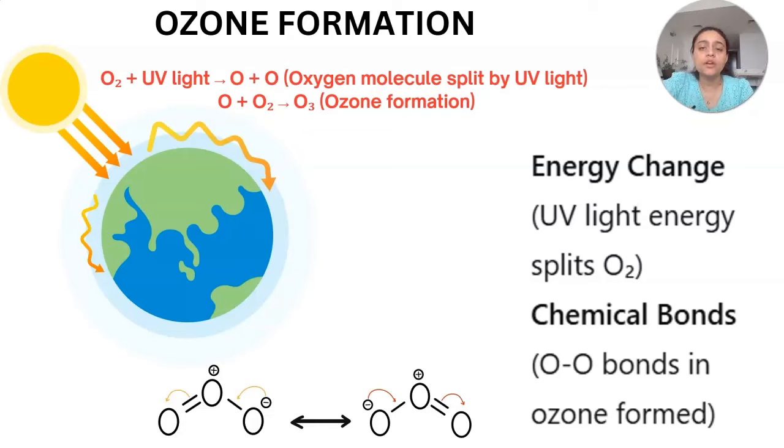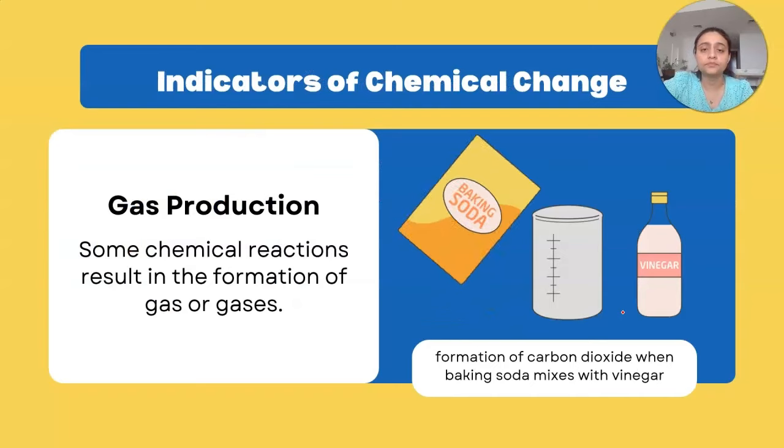So this is one more example, the ozone formation. What happens is the UV rays, majorly the UVC rays, get connected with the oxygen present inside the air and give formation to O3, the ozone layer. So energy is being released, right? This is also considered a chemical reaction, and chemical bonds are being formed.